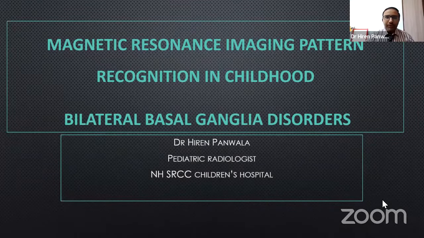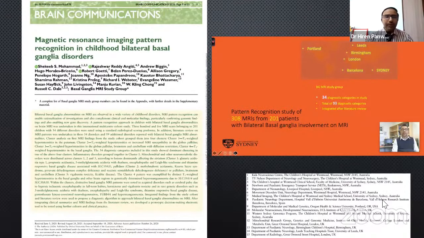So today we'll be discussing this large group of conditions, which is bilateral basal ganglia disorders. This is the article which was published in Brain Communications 2020. It's a retrospective study done across multiple centers across the world, located in Sydney, London, Birmingham, Leeds, Portland, and Barcelona. They reviewed 308 MRI scans from 201 patients, and based on that, they have categorized 93 diagnostic categories.